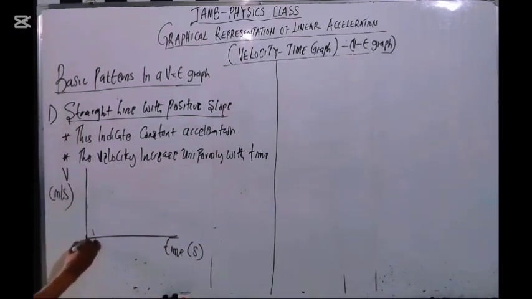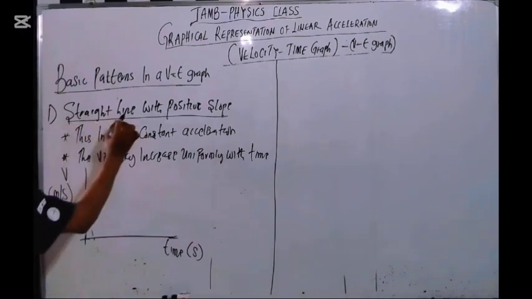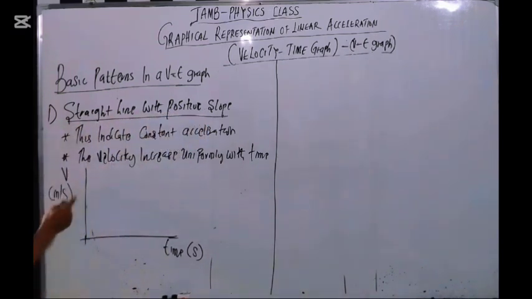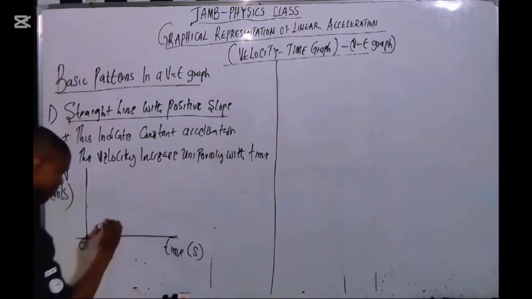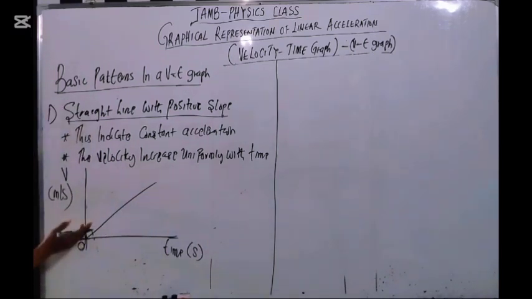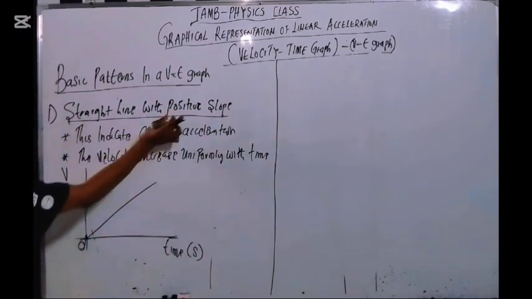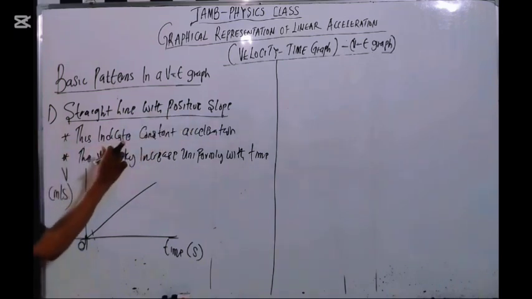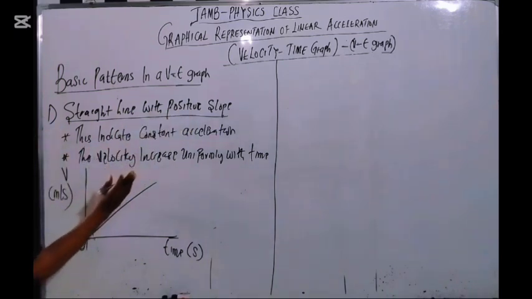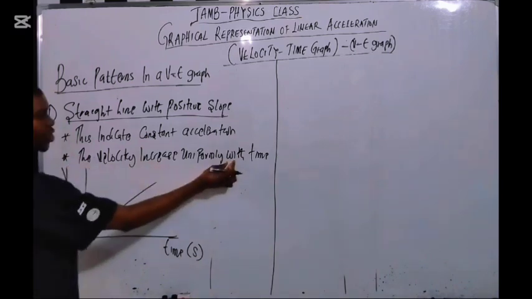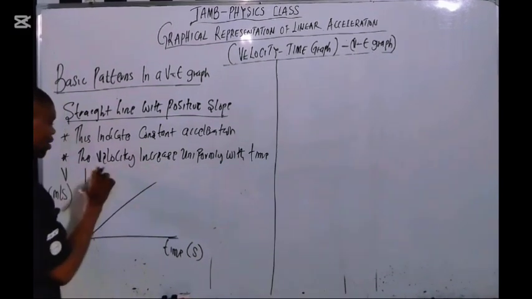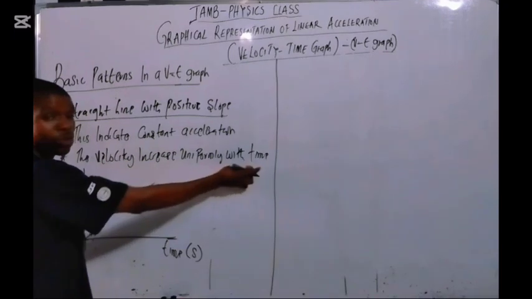Now, when it comes to a straight line with positive slope, the body always starts from rest. The body accelerates from rest. So the body always accelerates from this point 0 here, which is rest, and increases. Okay. So this is called a straight line with positive slope. This indicates constant acceleration, and the velocity increases uniformly with time.